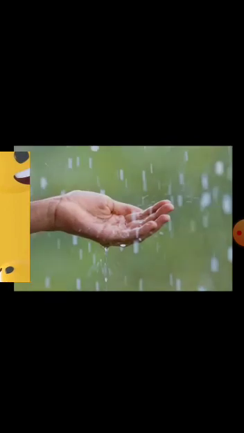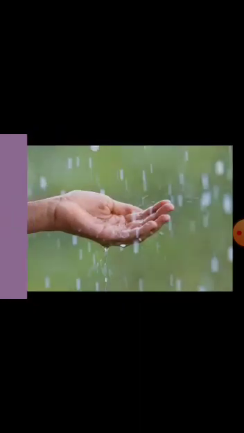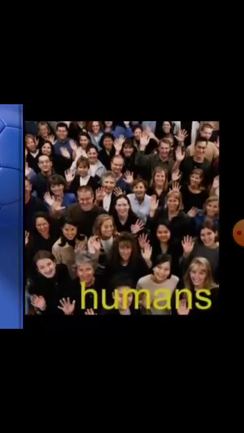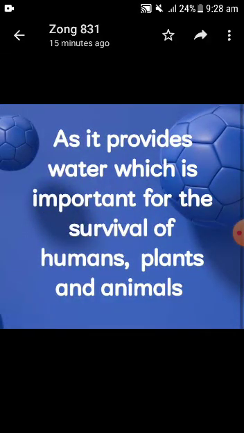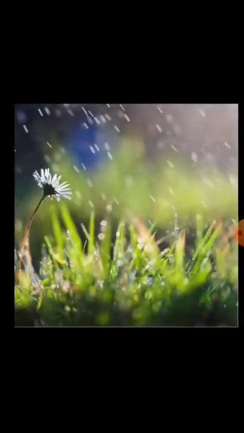Factor number one is rainfall. Rainfall is an important factor for climate and plant growth. Some parts of the world get more rainfall, but some parts are very dry because they receive very little or no rainfall at all. As I told you, rainfall is very important because it provides water, which is important for the survival and life of humans, plants and also animals.